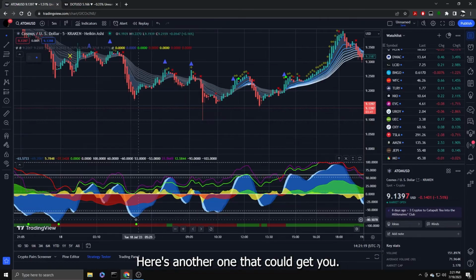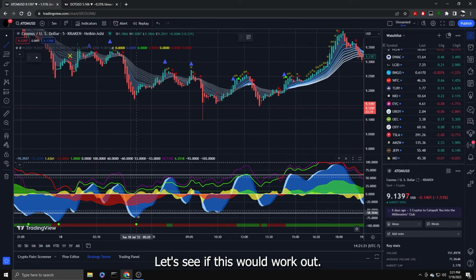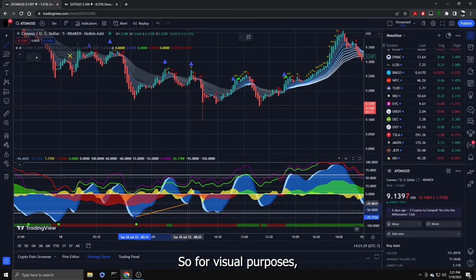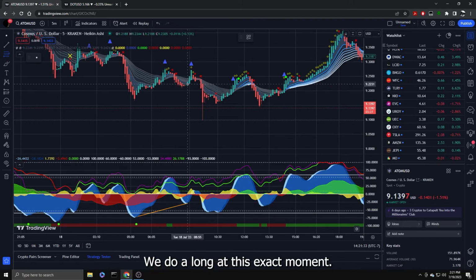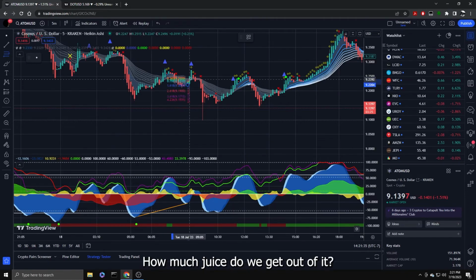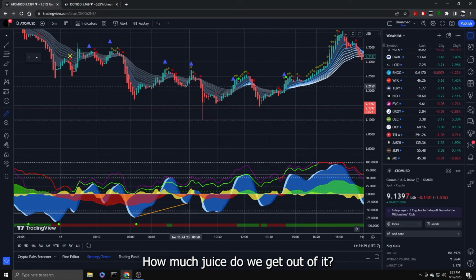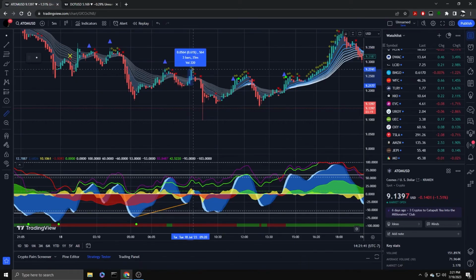Here's another one that could get you. Let's see if this would work out. You see the smooth money flow. You see the anchor wave. And then the trigger wave. Looks good. So for visual purposes, we jump in right here. We do a long at this exact moment. How much juice do we get out of it? Whoops, wrong tool. How much juice do we get out of it? 0.6%, 10x leverage. That's a 6% gain in 25 minutes.